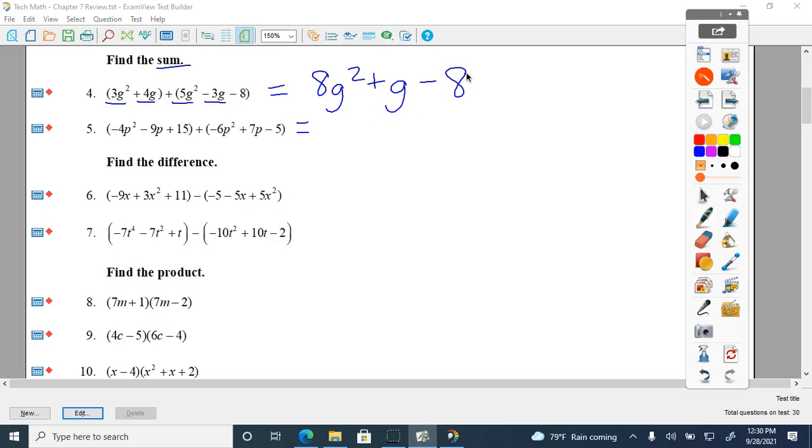Any questions on that? Same thing here. Number 5, negative 4p squared and negative 6p squared. This is literally what we've done in maintenance class. Negative 10p squared.